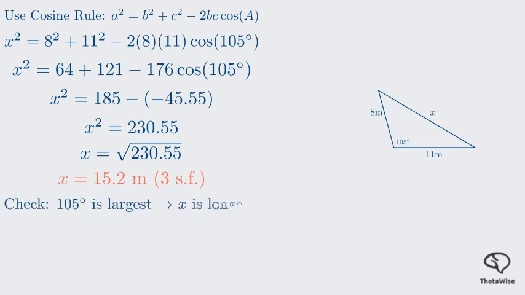Always do a quick sanity check. Since 105 degrees is the largest angle, 15.2 should be the longest side, which makes sense here.